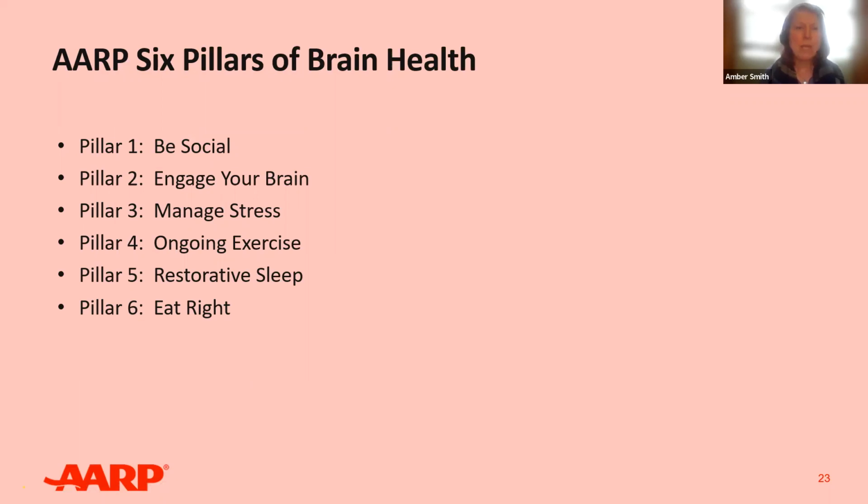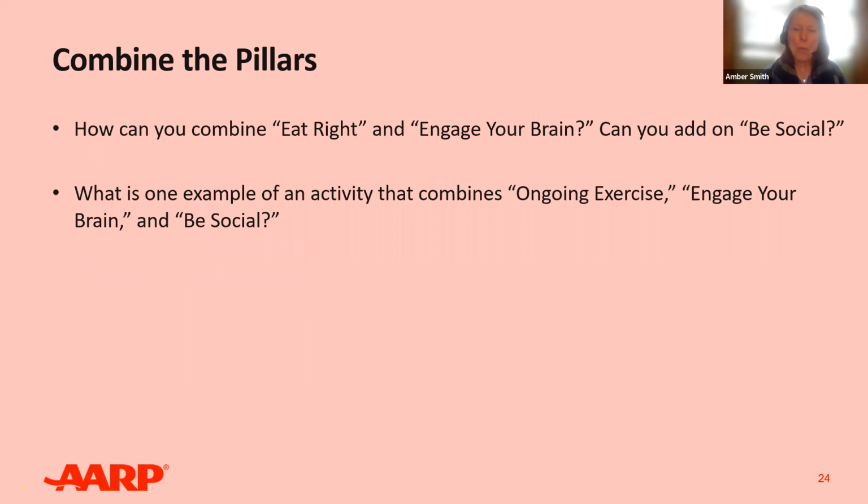So AARP's 6 pillars of brain health, well, the Global Council on Brain Health, and then AARP is doing these 6 talks over the 6 weeks. And we've already covered eat right, ongoing exercise, and engage your brain. And so be social, manage stress, and restorative sleep are coming up. Next slide.